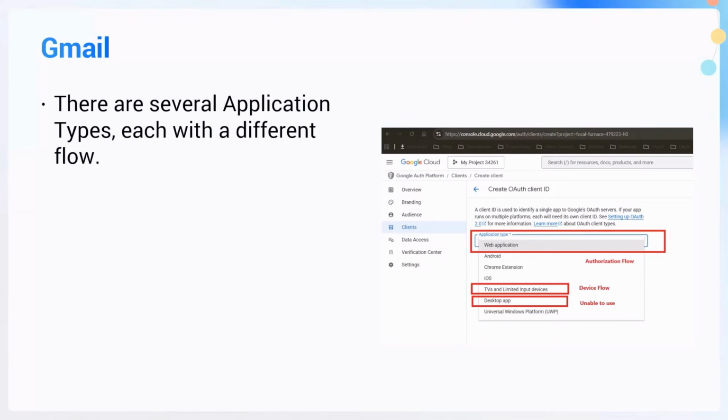The web application uses the authorization flow. The TV and limited input devices uses the device authorization flow. And there's also one there that says desktop app. And that we can't use. There's a problem, at least at this point, with the Gmail configuration admin screens here that render that one pretty much useless. And we'll get into that actually.